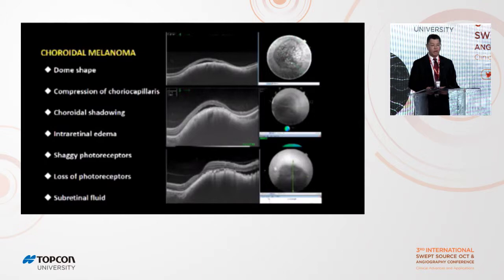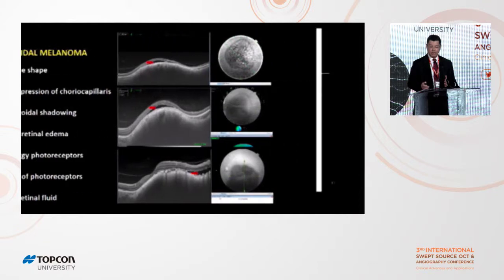For choroidal melanoma, however, the image is a little different. It's a dome-shaped lesion as well, and we can see that there is also compression of the choroid capillaries. There is choroidal shadowing, but these lesions also have a lot more intraretinal edema, shaggy photoreceptors, and loss of photoreceptors, and subretinal fluid is characteristic of these lesions.